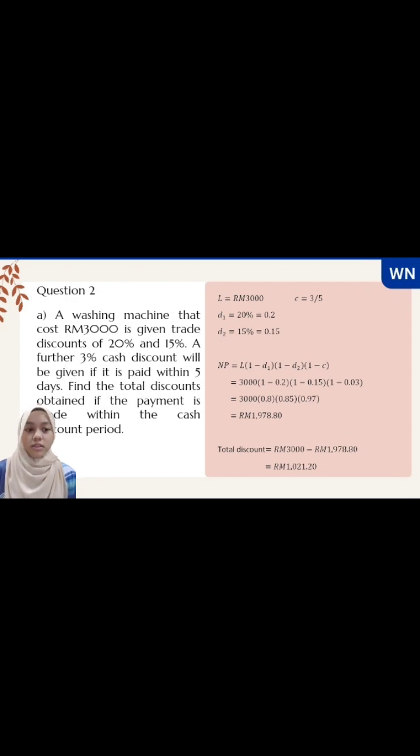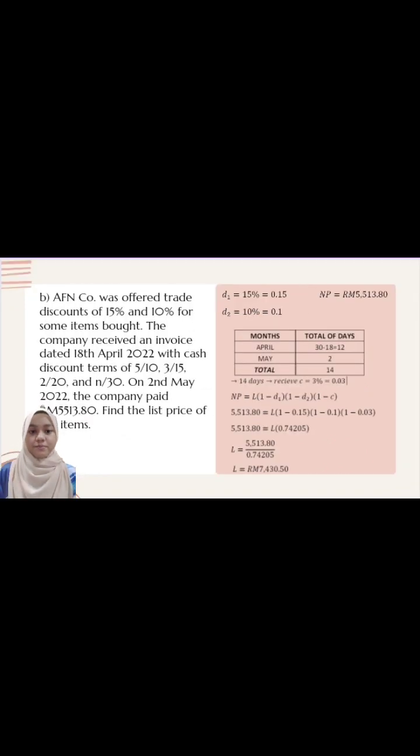So the total discount equals RM 3000 minus RM 1978.80. The total discount equals RM 1021.20. Next, question 2B. AFN Co was offered trade discounts of 15% and 10% for some items spot.